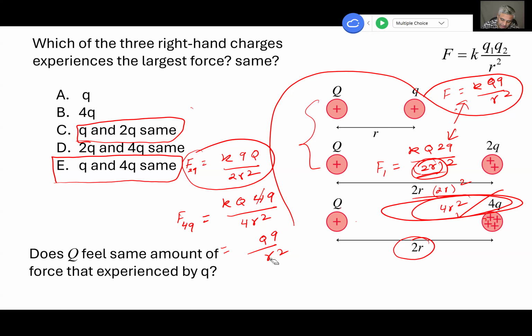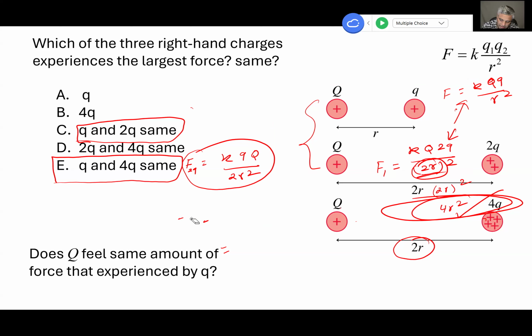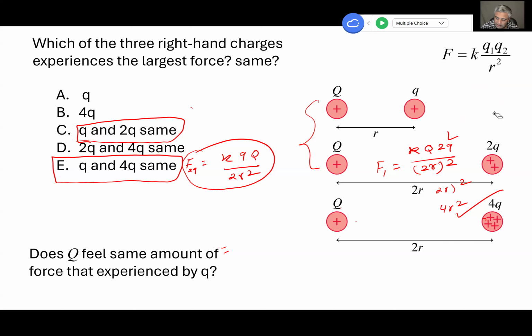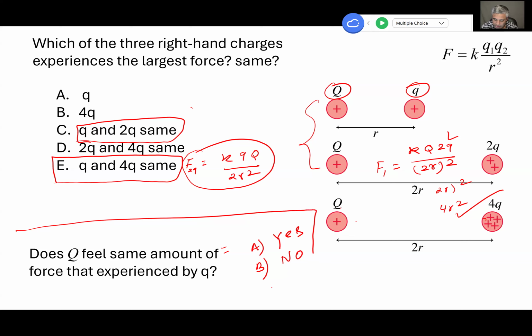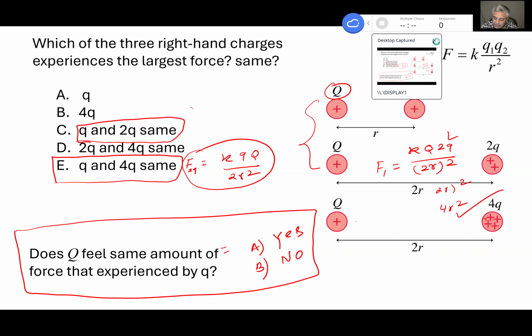So now the question is, does Q feel the same amount of force that is experienced by lowercase q? In other words, do they experience the same amount of force? So I guess it's better if I make a clicker question. Let's say A is yes and B is no. Okay. So right now I'm going to be opening the poll on this one and you have 30 seconds to respond.